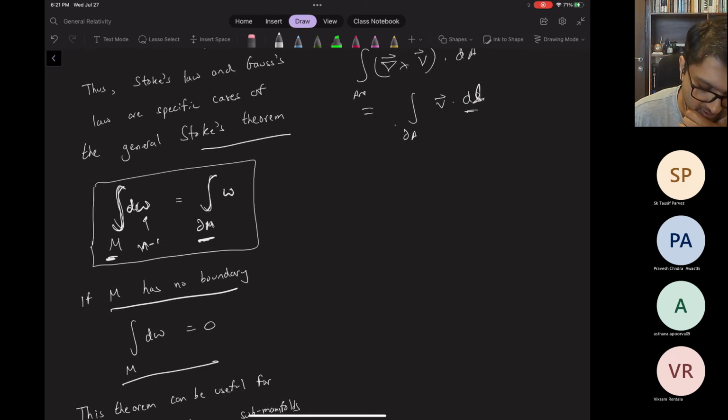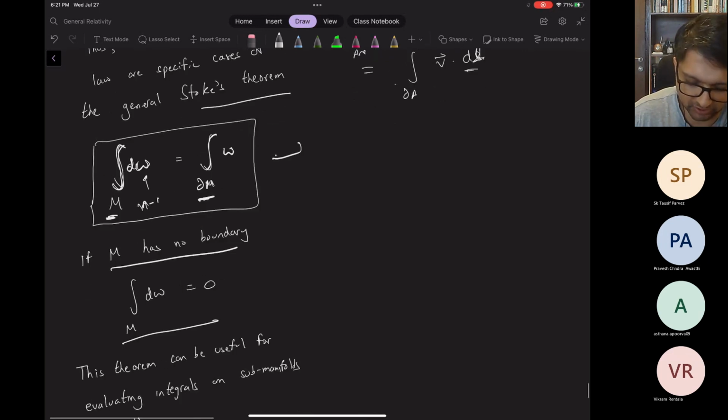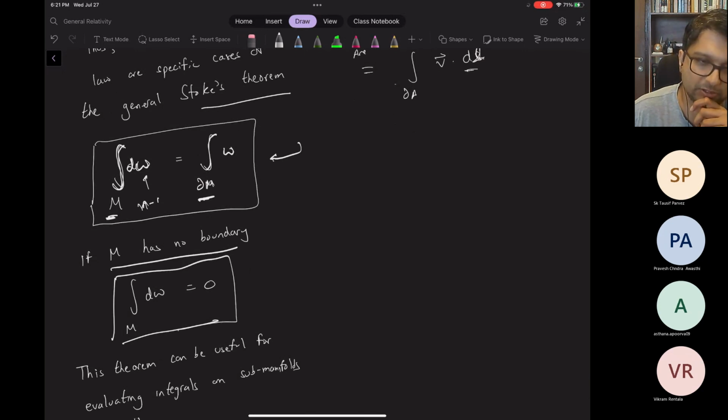Is that a corollary or is it just a different rule? I'm not sure whether you start with this and prove that, or whether this is just a rule: if it has no boundary, then this is true.